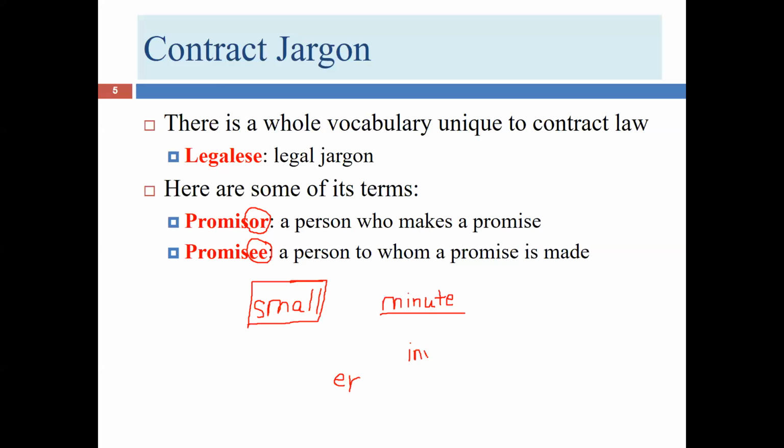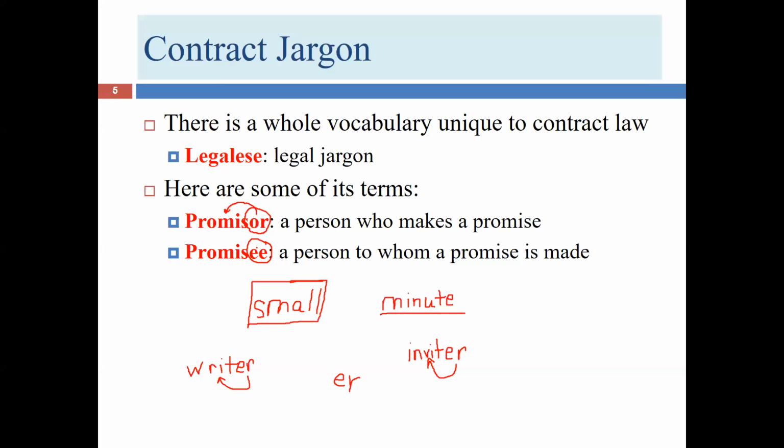So when you see the word inviter, that's the person who is making the invitation or making the invite. When we see the word writer, we know that is the person who is making or creating the written document. And that's the same pattern we see when we're not working with the ER ending, but the OR ending. The OR ending is more common in legal writing. So the promisor is the person who's making the promise.